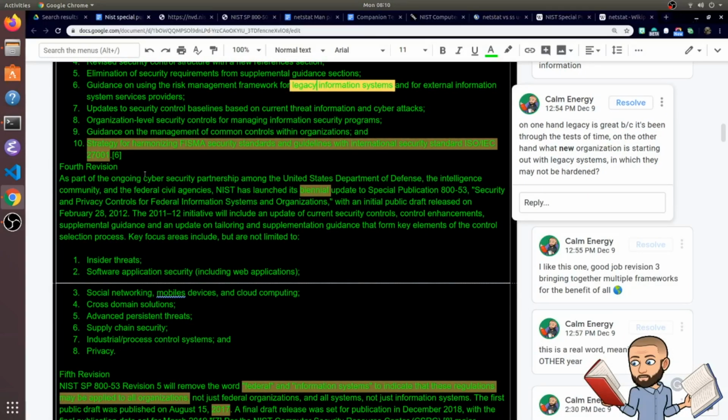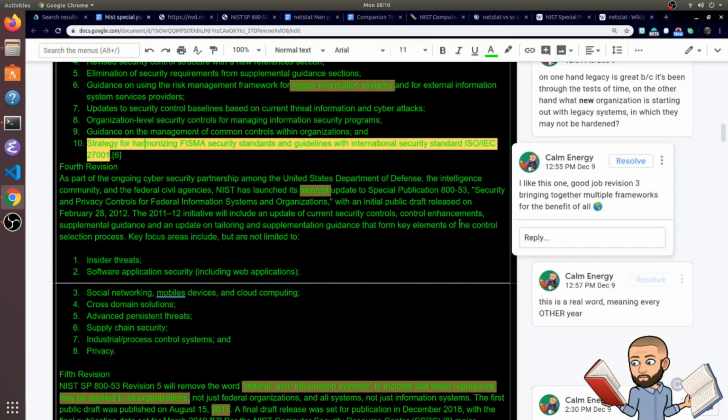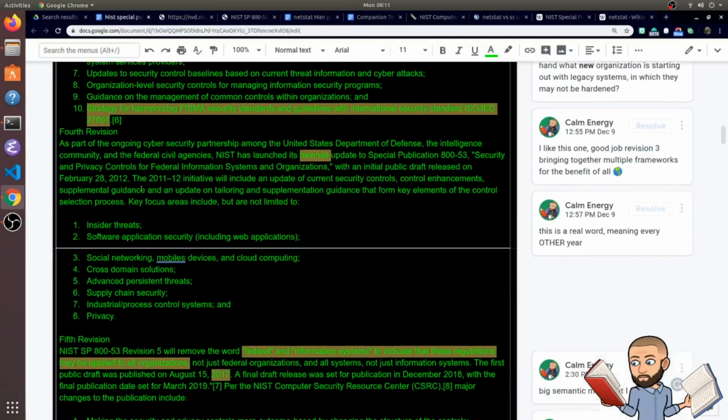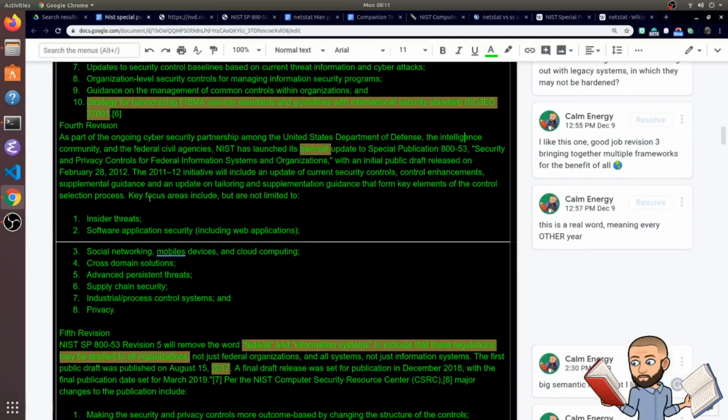And the last one here is an interesting strategy for harmonizing FISMA security standards and guidelines with international security standards, such as ISO and IEC. Getting everybody to work together for the benefit of the world is good. In a previous video, I talked about a conspiracy theory with NIST and the NSA. Which is just interesting because for worldwide or international security standards to have an embedded backdoor or something in them, I imagine these organizations would not be happy with trickery like that.